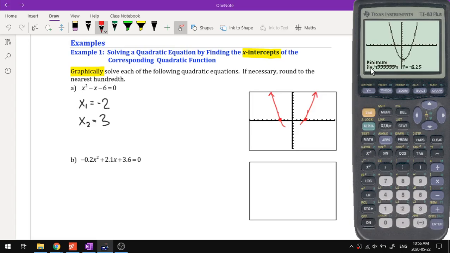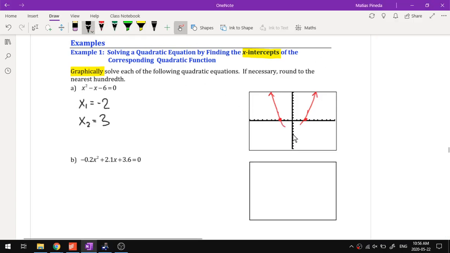So the 0.49999 is just a round off error. We just rounded up to 0.5. So the x coordinate at the minimum is 0.5. The y coordinate is negative 6.25. So, 1, 2, 3, 4, 5, 6. It's going to be somewhere around there. Now I can just join those lines, something like that.